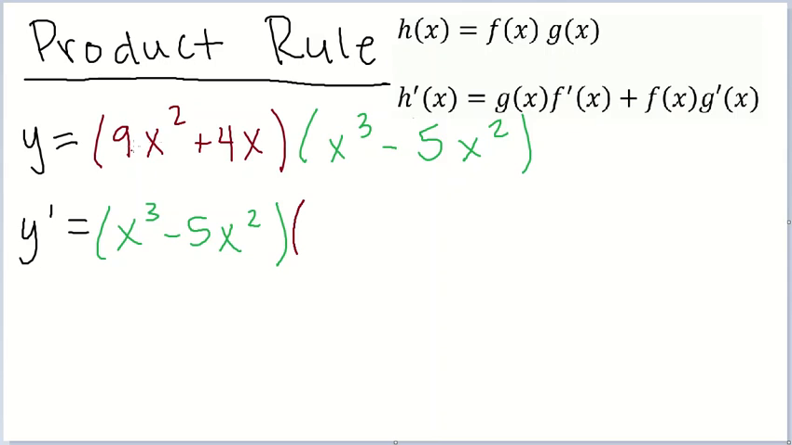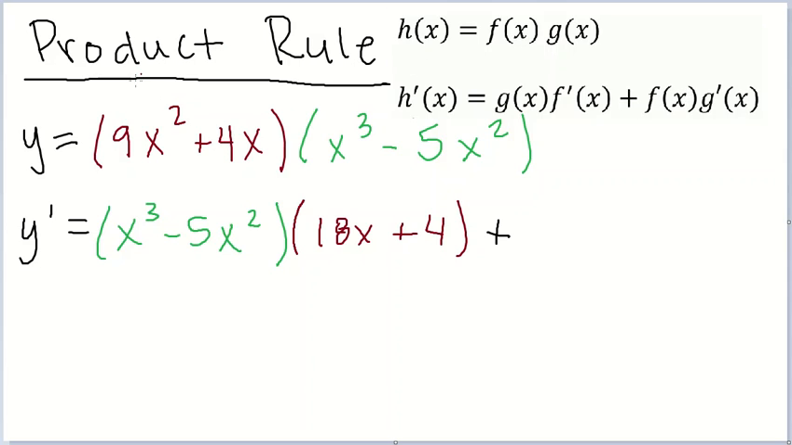So we can first look at this 9x squared piece. If we apply power rule to this, we're going to multiply the 2 by the 9, and we're going to get 18x. So the derivative of the 9x squared is 18x, and then we're going to add the derivative of this 4x piece. If you were to use power rule on this, you would see that the derivative of 4x is 4. So that is the derivative of the first piece, 18x plus 4. And so now we need to add the first function written the same.